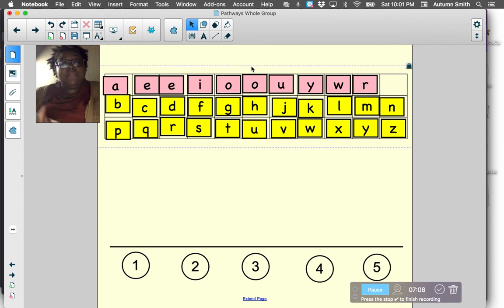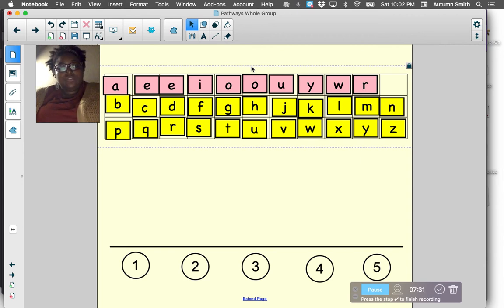I want you to get out this paper, if you have it, and put it inside of the sleeve so that you can write on it with your dry erase marker. Pause the video if you need to get your materials. And let's get started. The first word I want to spell today is the word hot. Can you say hot?